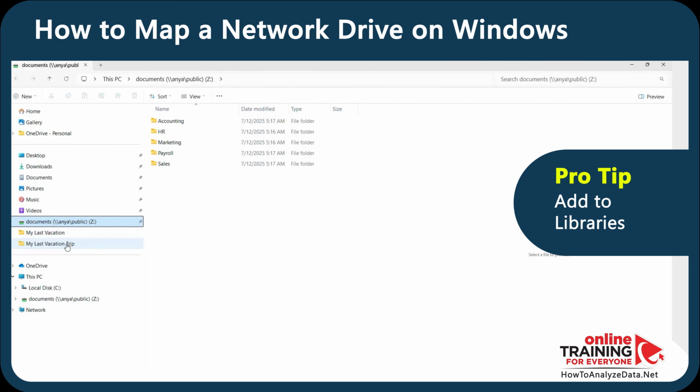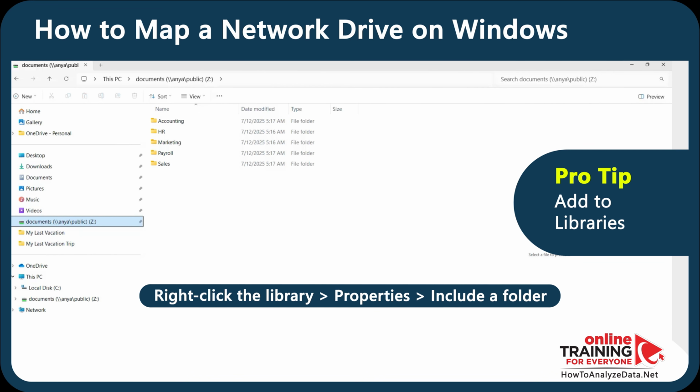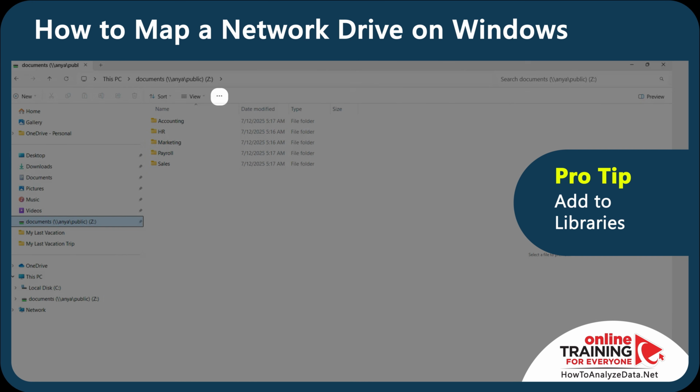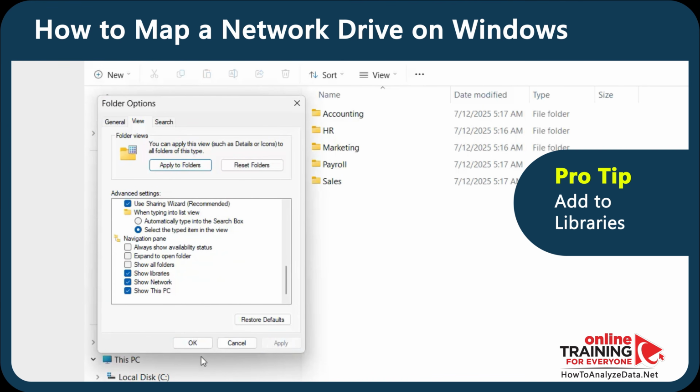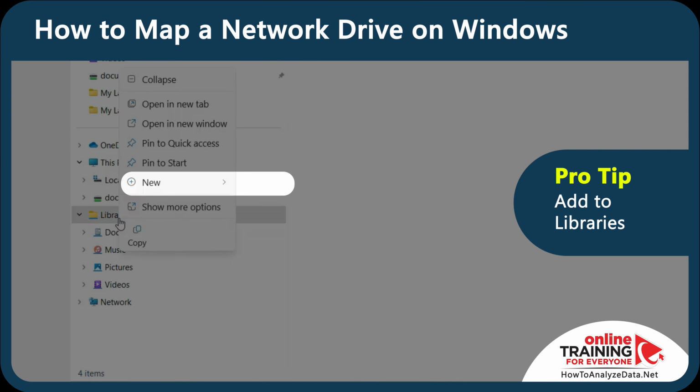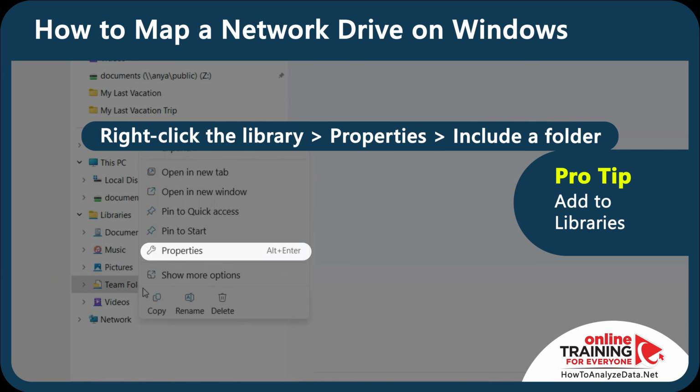And here's another pro tip. If you want apps like Word or Excel to find files more easily, you can also include this drive in your Documents library. Just right-click on the library, go to Properties, and click Include a folder to add your mapped drive. Obviously, we need to enable libraries first. To do it, you navigate to Options, then View, and then select Show Libraries. After that, you create a new library, and then add your mapped drive as Drive Z.